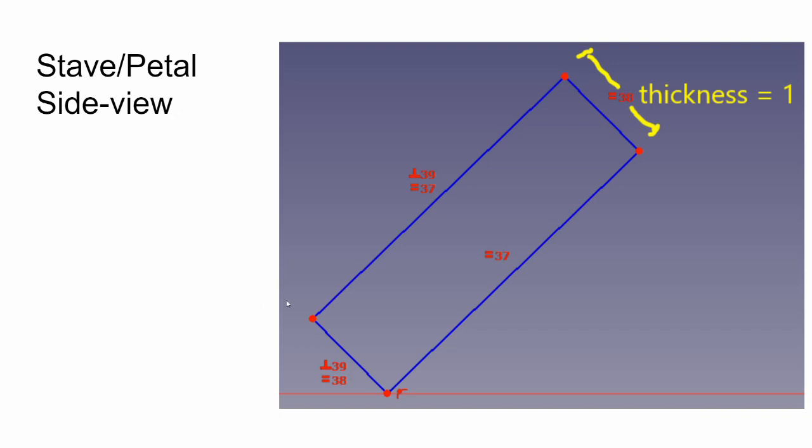So if we imagine that this is our stave, looking at it from the side view, so imagine that the bowl goes off over here where my mouse is and goes back up. We're looking at the bowl from the side and just one of the staves, and we see it has a thickness, and again, we're just going to arbitrarily set that thickness to 1.